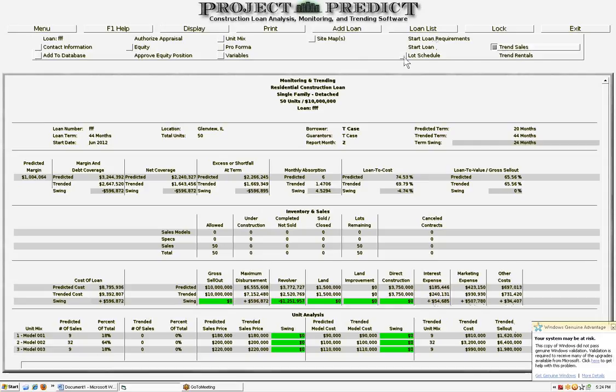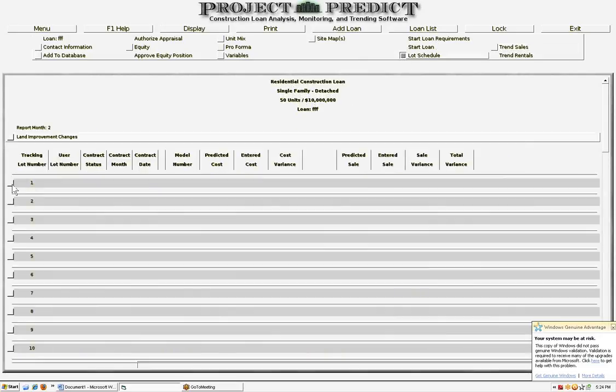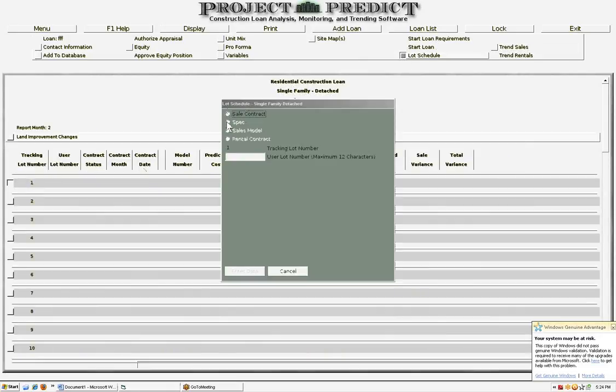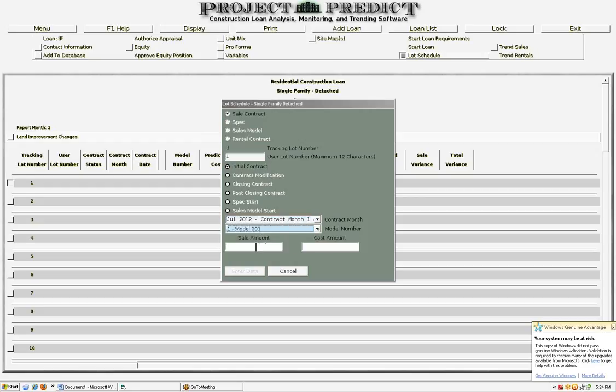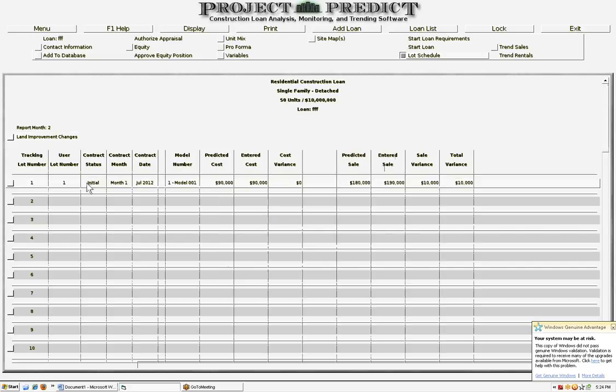We're going to make a sale. How about that? That usually means things are going good. So we're going to put a sale in place on lot 1, and it's the initial contract, and it's the month of July, and it's model number 1, and it should be sold for 180, but let's say it's 190. And these are how you do it. This is the way it's done. Cost should be 90, and we'll leave it at that, and we'll enter this data, and here it is.